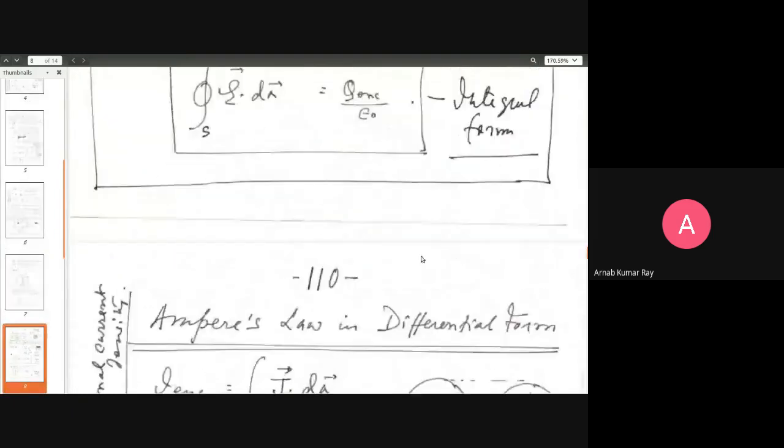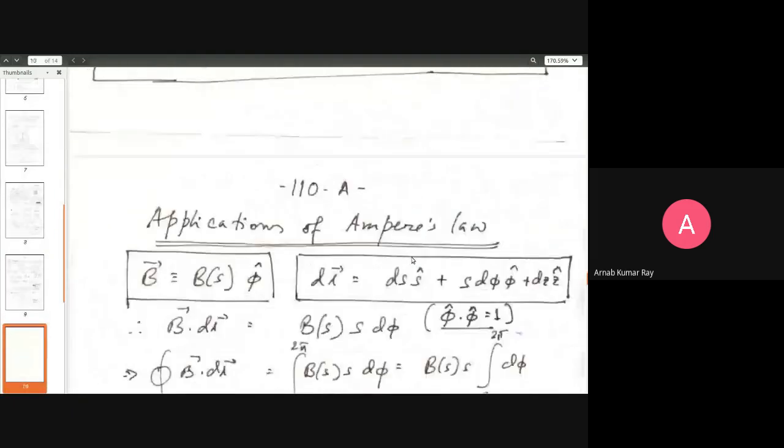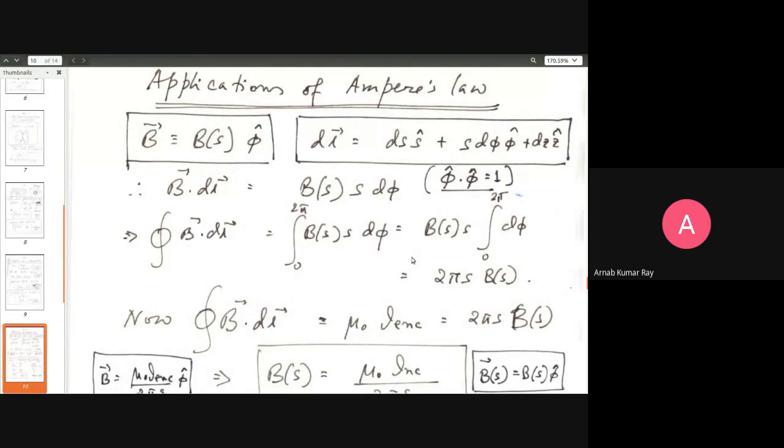So what we do now here should be usual for us. And in fact, Ampere's problems are far simpler than Gauss problems. If you have understood the Gauss problems, Ampere problems are much simpler than that. You should have no difficulty here. Let's see how. Here we are in the case of Ampere's law.